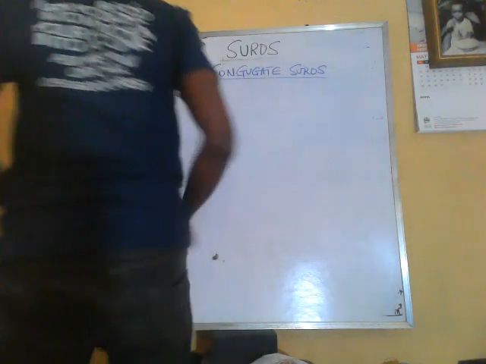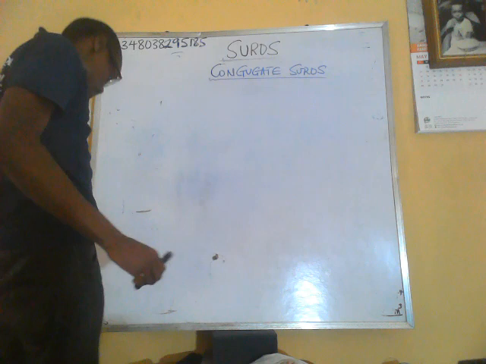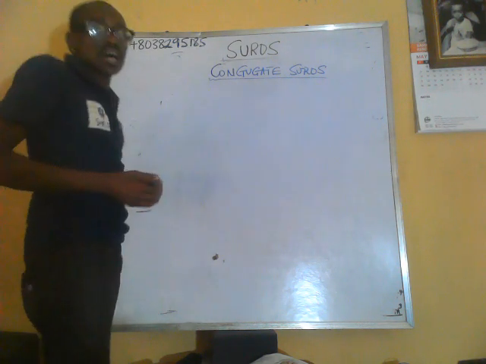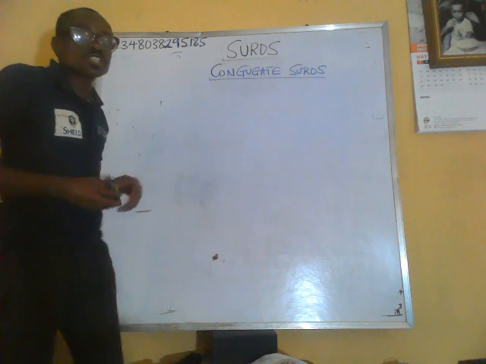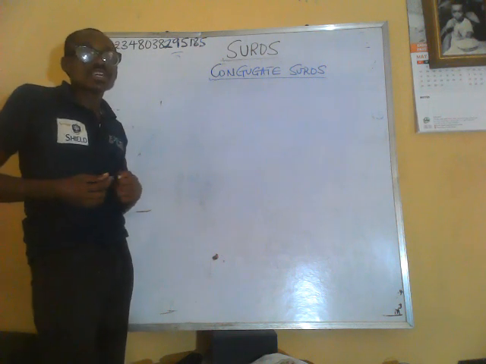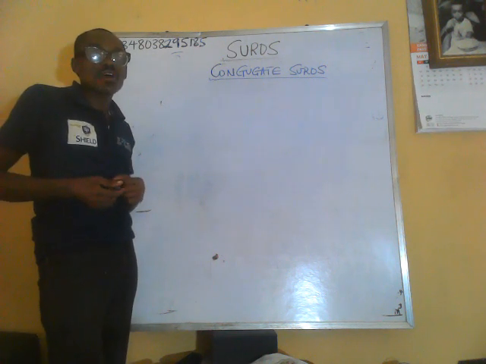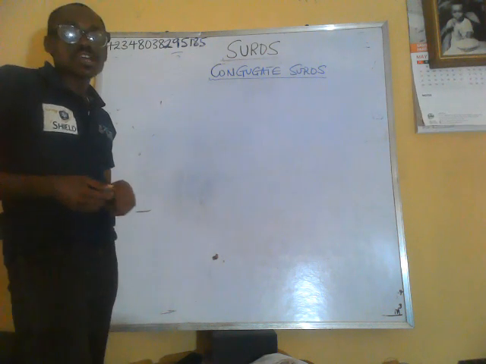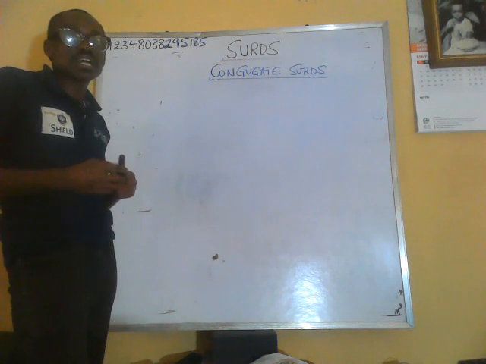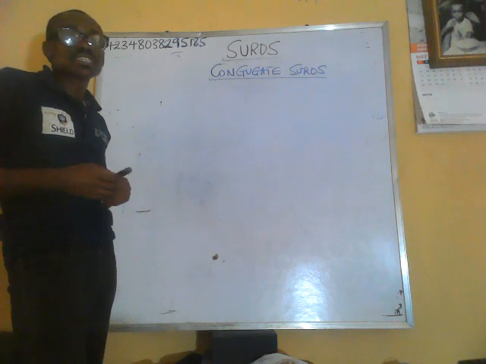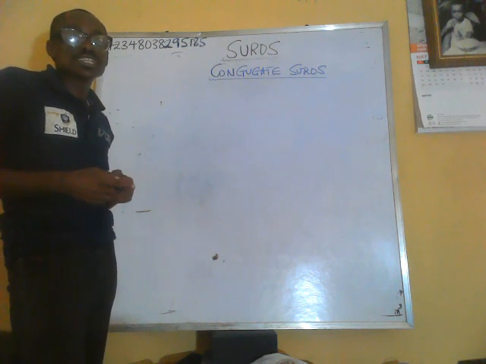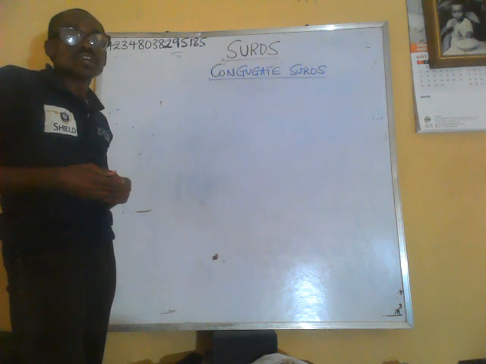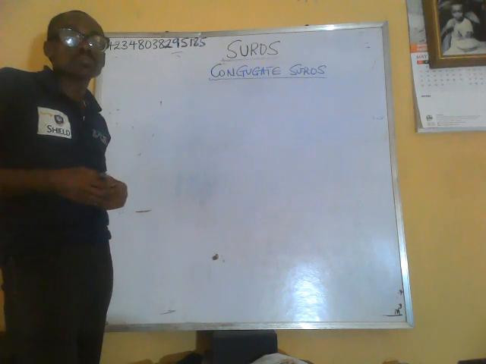Conjugate surds. Two surds are said to be conjugate of each other if they give rise to a rational number when they are multiplied together. So two surds are said to be conjugate if they give rise to a rational number when they are multiplied together.